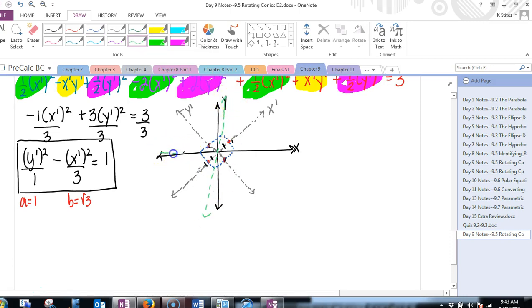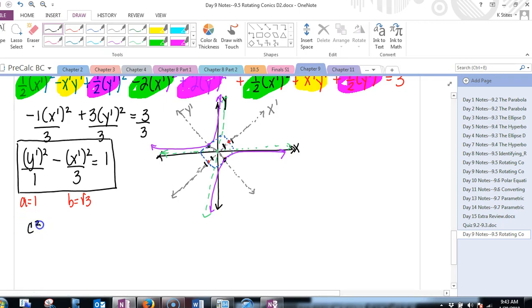Your asymptotes are really there to help you guide the shape of your hyperbola. Then this is a hyperbola going in the up and down direction along the y prime axis, because again, your y came first. So it will look something like this. The last thing you need to have plotted on here are your foci.